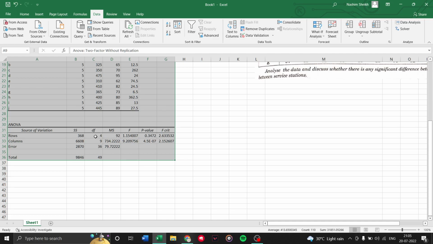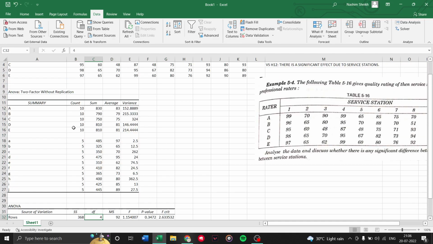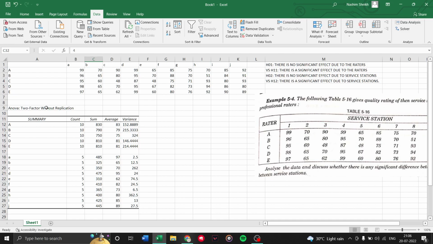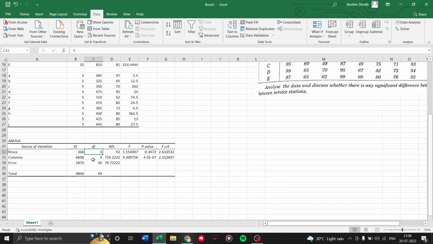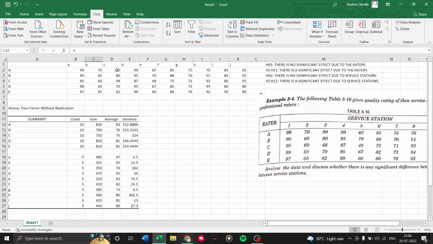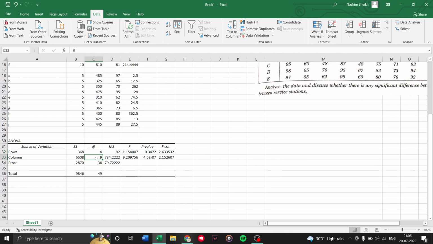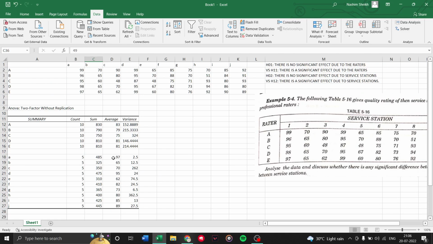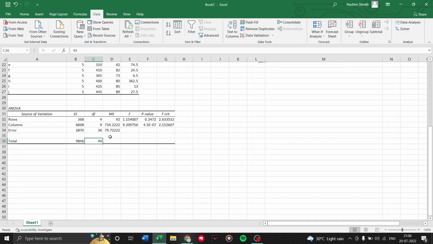Now why is it 4? See, we have 5 rows here, A, B, C, D, E. So it's 5 minus 1, 4. We have 10 columns, A to J, that's 10 minus 1, 9. In total we have 50 values here. See, 5 into 10, 50 values in this table. So 50 minus 1 gives 49. Now 49 minus 9 plus 4 gives 36. That's for the error part. That's the DF for the error.